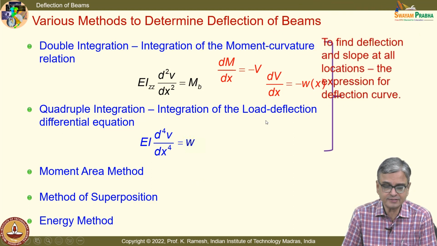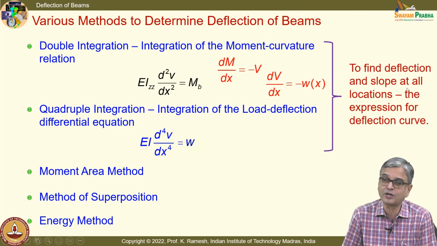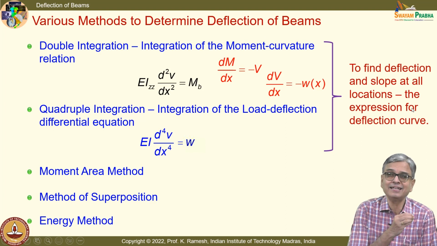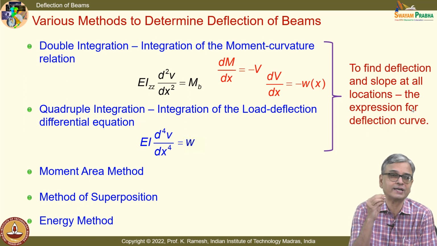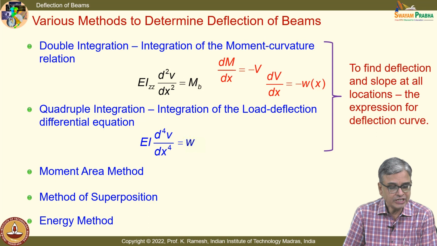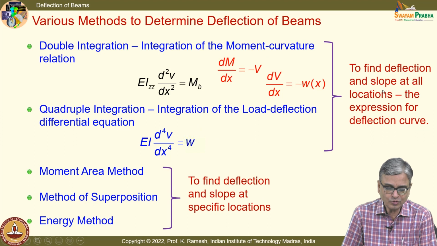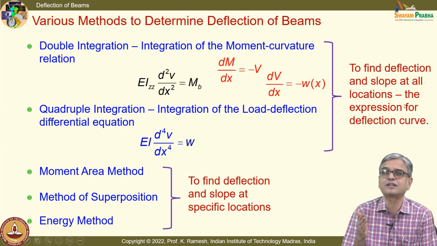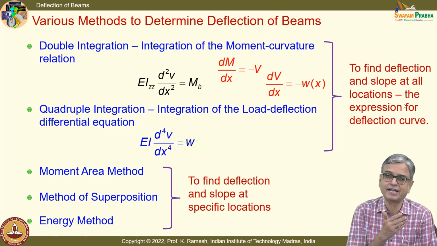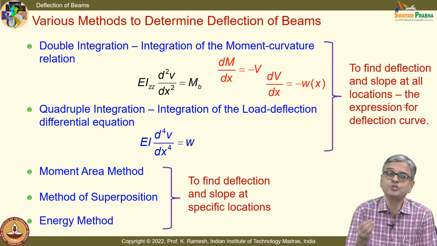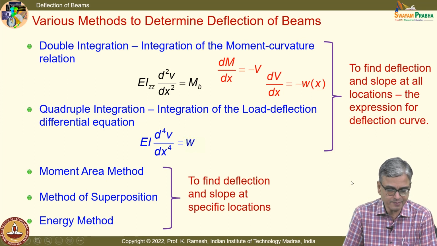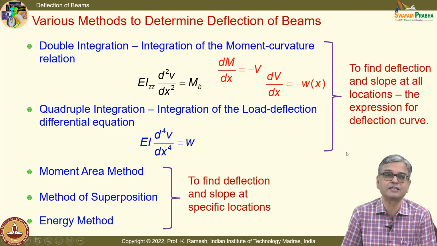The advantage of this is you can get the deflection and slope at all locations along the length of the beam. You get that as a mathematical expression. Substitute the position x, you get the value of slope, you get the value of deflection. In general, with the moment area method, method of superposition, or energy method, you try to find out at certain specific locations, because when you are doing a design, these values become important at certain locations. So, you also need a quick method, you also need a complete method to get the data.